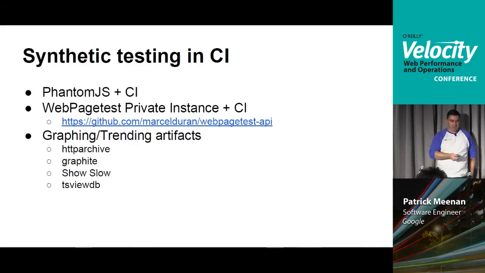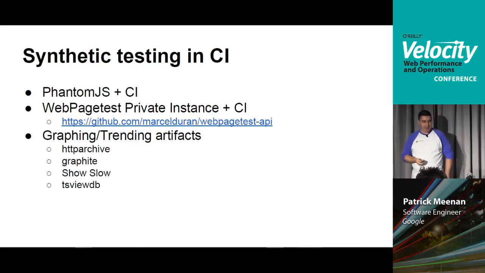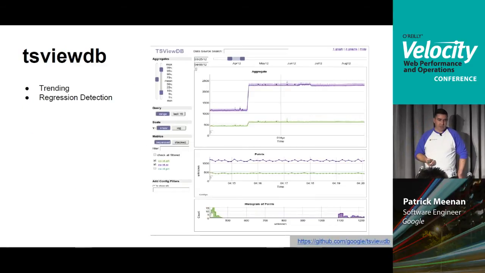And last one, it's probably new to most of you because we only open sourced it about a week ago, TSViewDB. It's something we released from Google that can integrate. It's mostly a trending and graphing type solution for integrating with continuous build. It'll draw the solid lines for the medians or whatever percentile, and then you'll get a fuzzy line around the outside so you can see how noisy the results are. You can trend it over time or over builds. You can go back from individual builds and link back to the full results in web page test.